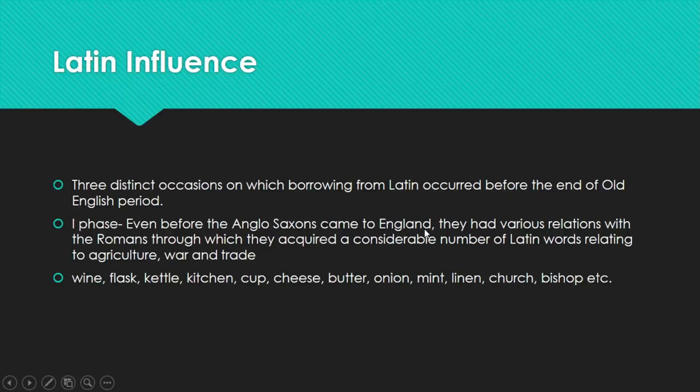Before the Anglo-Saxon conquest, England had various relations with Romans, trade relations and all. So through these relations, they acquired a considerable number of Latin words related to agriculture, war and trade.